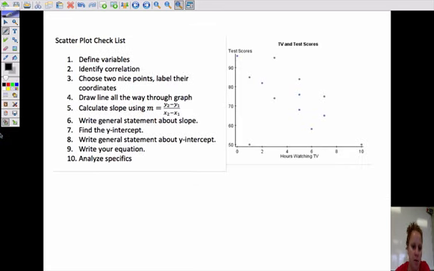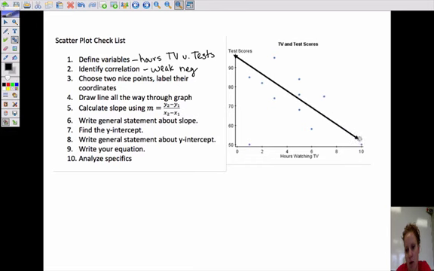Let's try another one. Here, if we define variables, it looks like we're doing hours we watch TV and test scores. So hours of TV versus test scores. Identify correlation. Well, it definitely looks negative, and I would say it's weak. So it's a weak negative. I'm going to abbreviate. We need to draw our line. We draw a line before we choose our points. And I'm going to draw maybe right through the middle, it looks like.